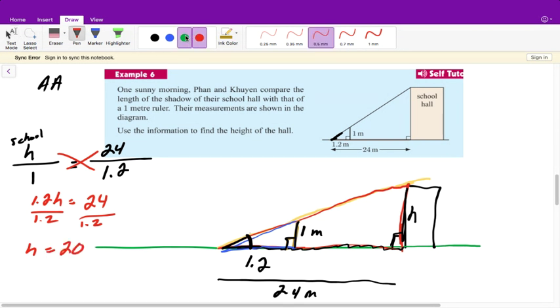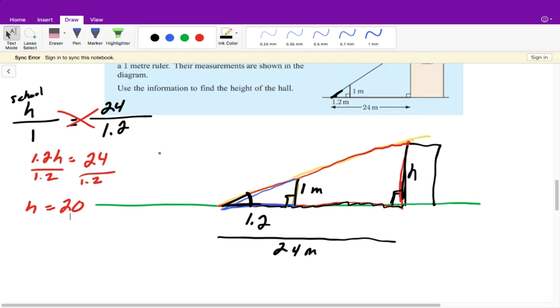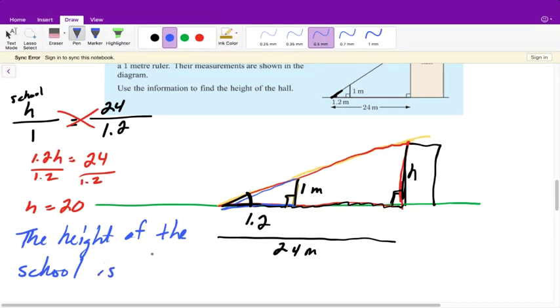So we would have to write this out as a sentence. So what we were solving for is the height of the school. So we would say the height of the school is 20 meters.